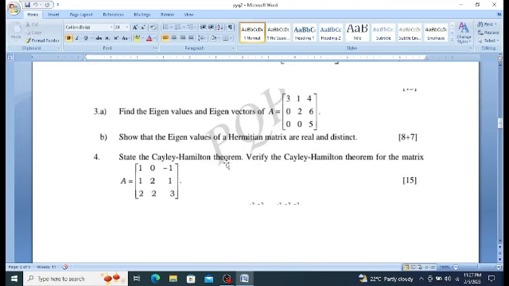Next, state the Cayley-Hamilton theorem. Verify the Cayley-Hamilton theorem for the matrix 1 0 minus 1, 1 2 1, 2 2 3. So state the Cayley-Hamilton theorem, write about it, and then find the characteristic equation, just as I explained in my previous videos. Check those. Just verification is needed, no need of finding A inverse, just verify it.